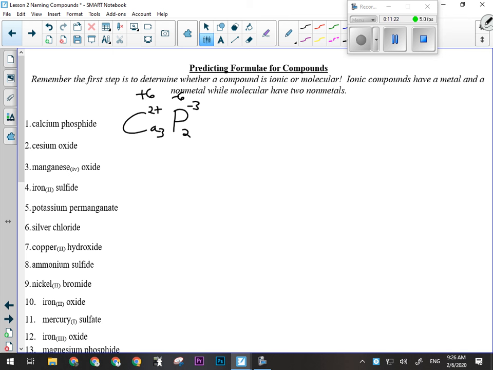Now, there's a couple of odd cases that we have to be aware of with the drop and swap, where the initial drop and swap is not the last step. And that would be in a situation like this.